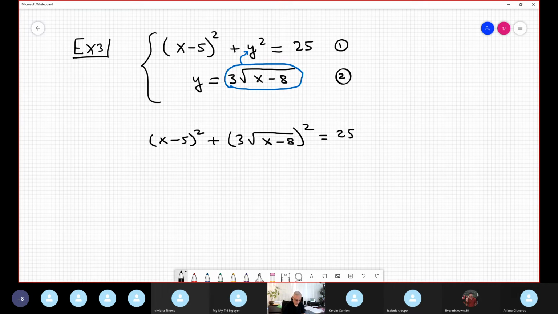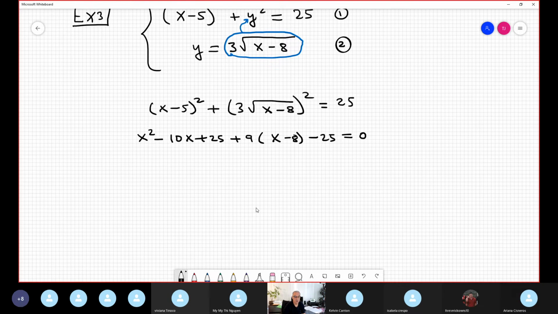Oh, this is easy. Well, actually, we expand that. X squared minus 10x plus 25. But this one you consider like a monomial, no, a binomial. So 3 squared is 9 times parentheses x minus 8, minus 25 equal to 0. I'm putting it in standard form because I know we are ending in a quadratic equation. The clue is that you have at least one term that contains x squared, so it's a quadratic equation. Okay, so now I distribute: x squared minus 10x plus 25 plus 9x minus 72 minus 25 equals 0.